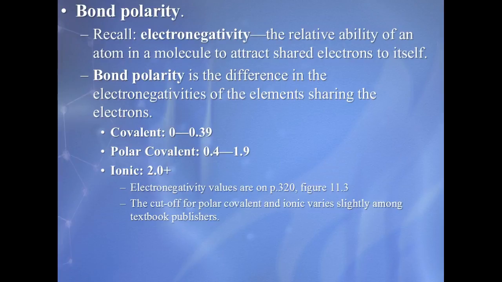If you need to look them up in your book, they're on page 320. The cutoff numbers between polar covalent and ionic vary depending on who referenced them, but these are the ones I see most often, so I use these. You can just remember that if it's below 0.4 or 2 or greater, then it's the extremes. Everything in between is polar covalent.